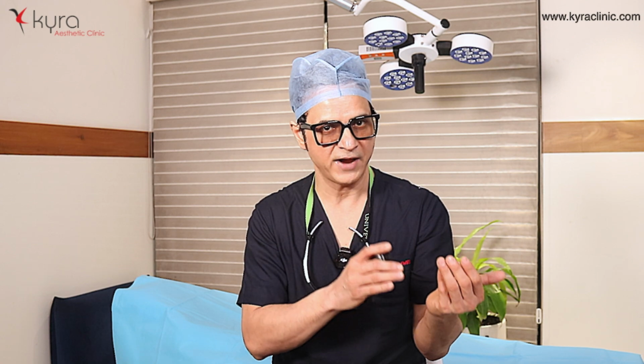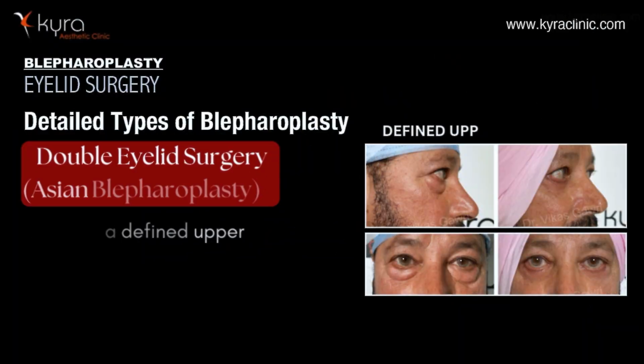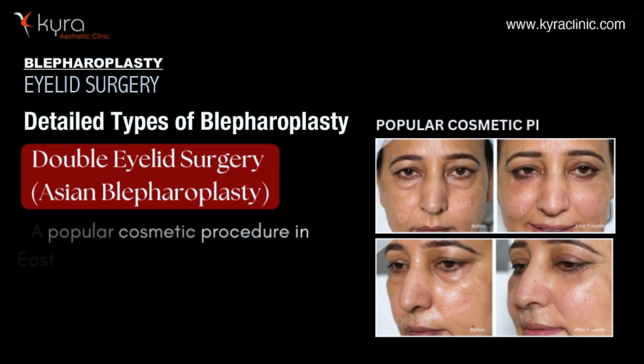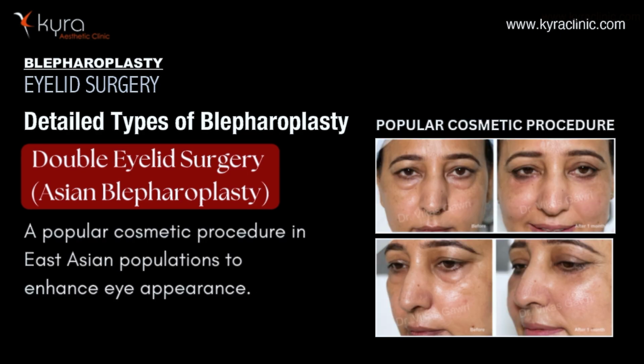And third is the double eyelid surgery. That is, it creates a defined upper eyelid and also the lower eyelid. In the upper eyelid, the scar is always in the natural fold, and it is a cosmetic procedure, very common in the Asian population to enhance the appearance of the eye.